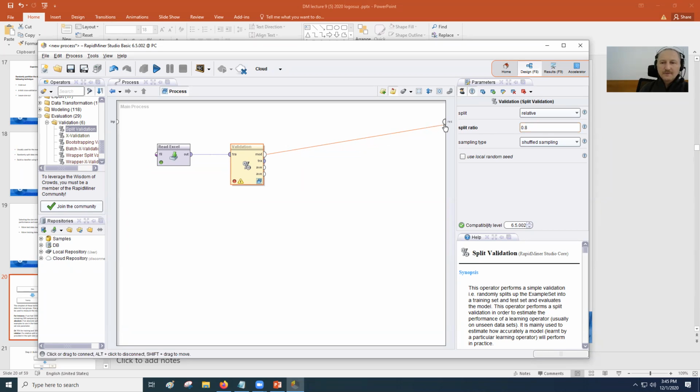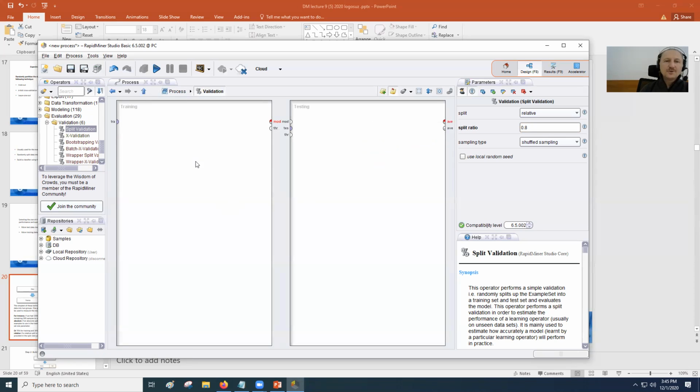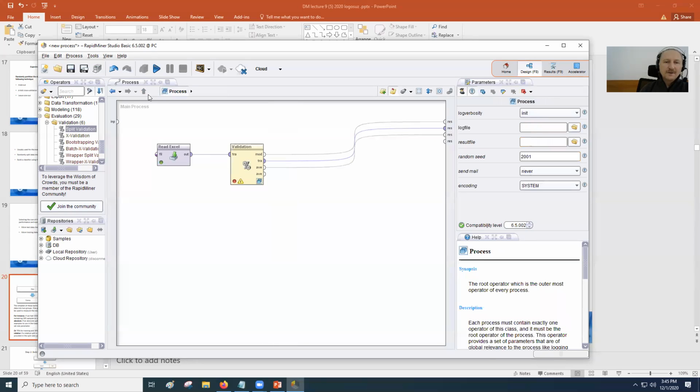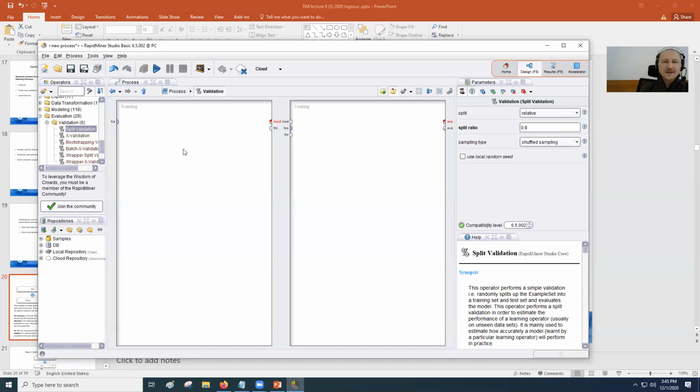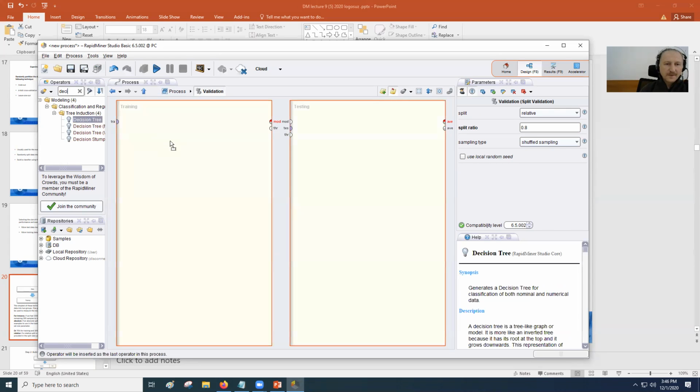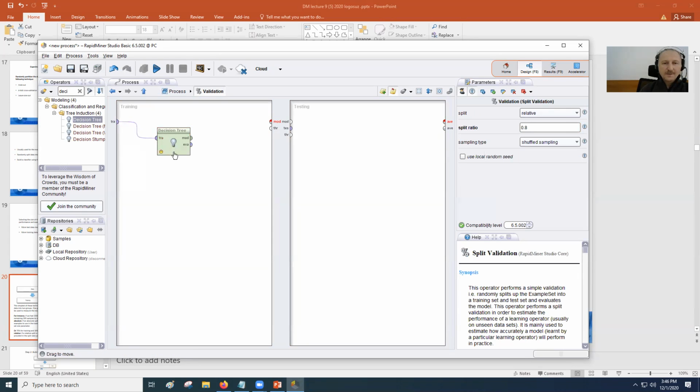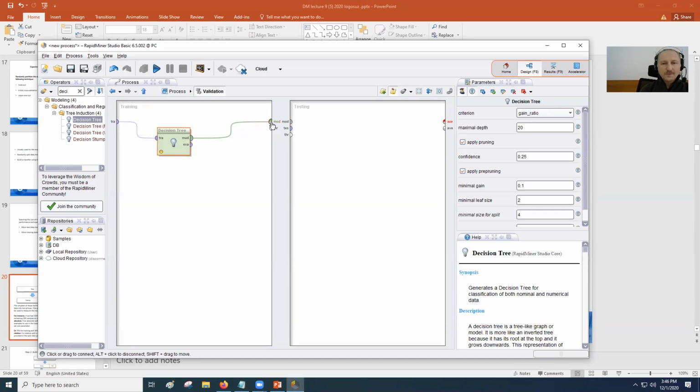And then from here, I want to see the model output, training result, and average. It is a nested module. That's why you should go inside. Now we are inside the validation. We will use these validation modules. When you double click it, you can enter inside, and there is training and testing. In the training, what do we want to train? Decision tree algorithm. The training sample will come here, and the model will go from here.